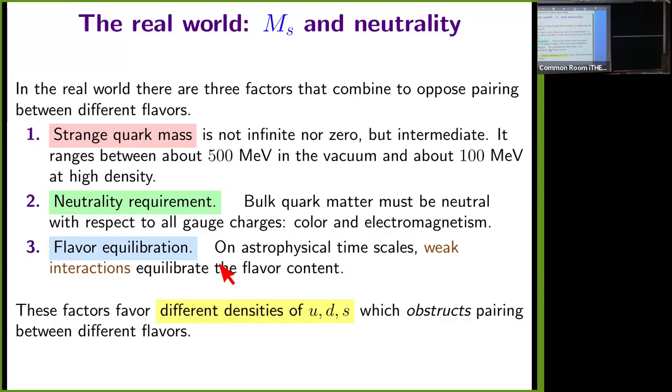And then finally, the final factor that comes in is flavor equilibration. So again, astrophysics is different from heavy ions. On astrophysical timescales, you have weak interactions that equilibrate the flavor content. So they will convert downs into stranges or ups into downs and electrons, or whatever you want. So these three factors together mean that you're not going to have the same density of all three flavors. Okay, there's going to be less of the strange quarks. So let's see why that is.